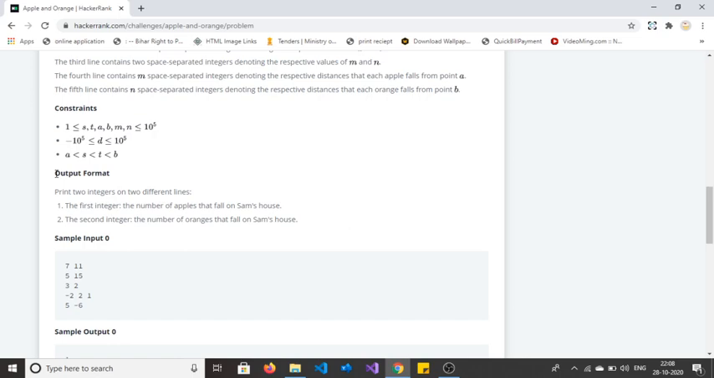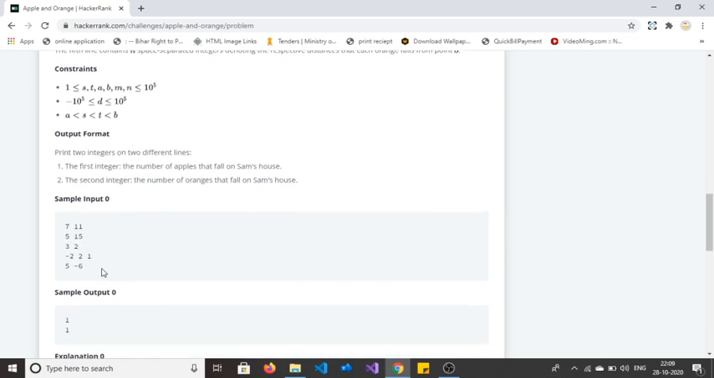Let's understand this output format. Print two integers on two different lines. For each output we have to print on an individual line. The first line is the number of apples that fall on the same house, which I already discussed previously. The second integer is the number of oranges that fall on the same house.